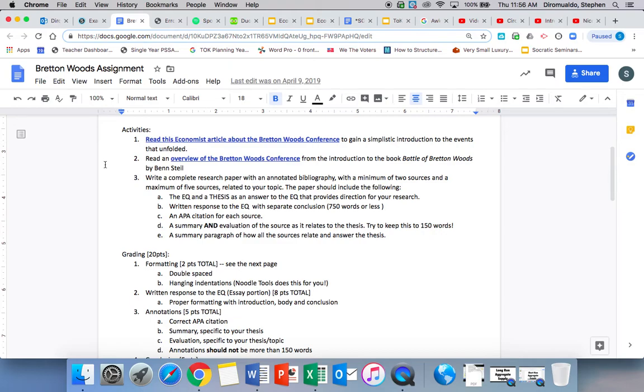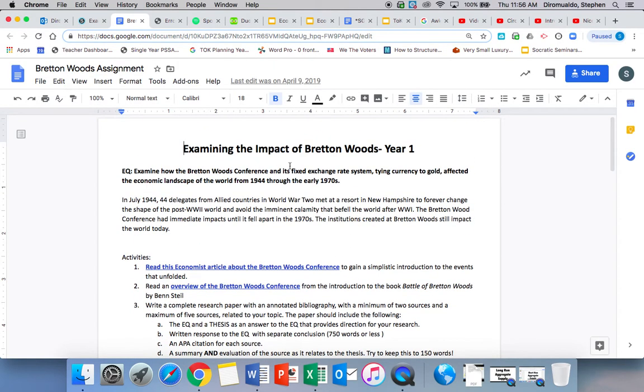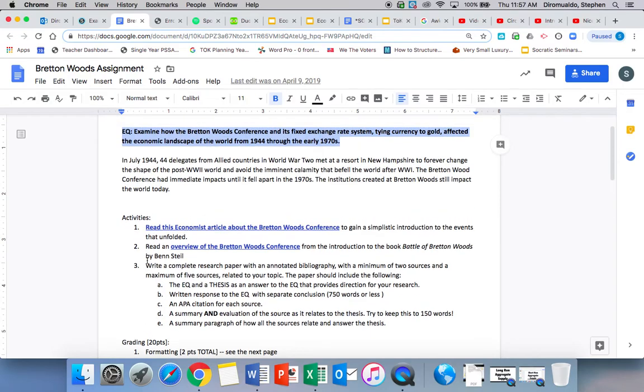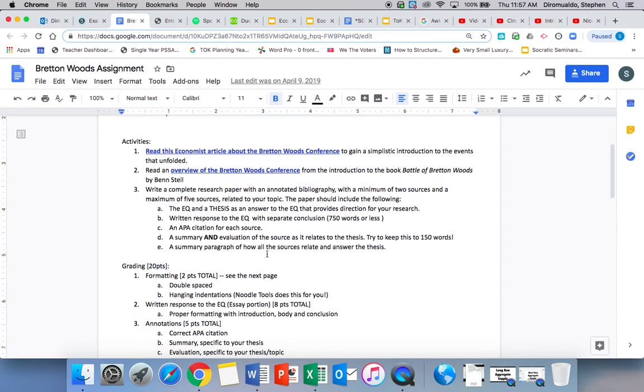Okay, so you're going to look for some beautiful scholarly resources here, and you are going to annotate those. Don't forget your OPCVLs, okay? So that's what I'm looking for in OPCVL. First, the EQ and a thesis as an answer to the EQ that provides direction for your research, okay? So if you don't answer this question, we have an issue, okay? Make sure your thesis is solid. Take a firm stance, okay? What was its impact? What would you say that impact is?